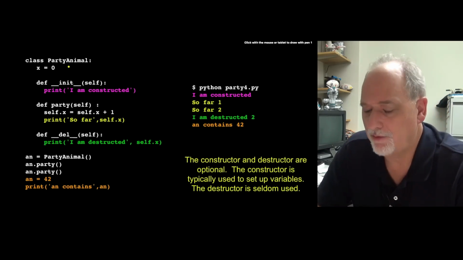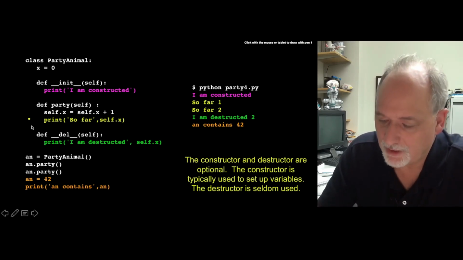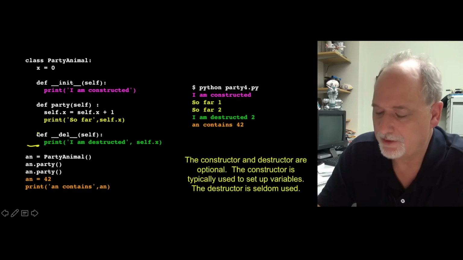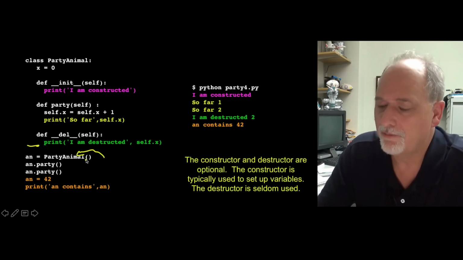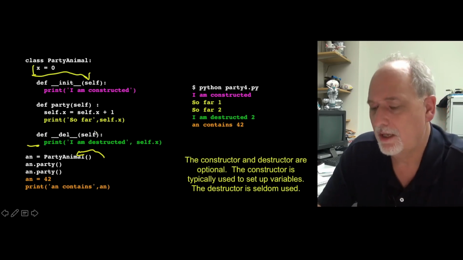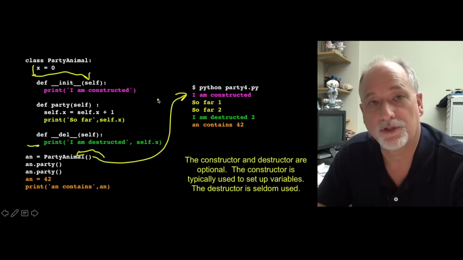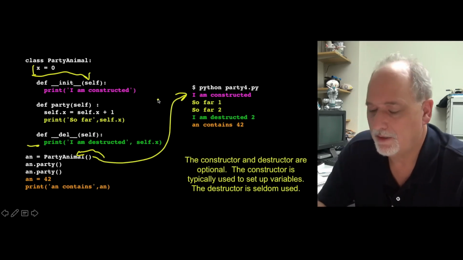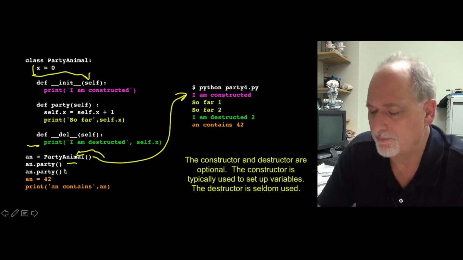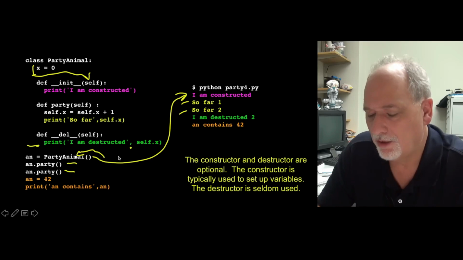So let's go ahead and run this. And so again, this doesn't really do any code up to here. That just defines party animal, but this is the constructing of it. And basically that says, oh, and it really kind of creates these variables, and then it also runs the constructor. And so in this case, this line right here is causing the 'I am constructed' message to come out. Then we do an.party, and that says 1 and 2. And here's an interesting thing.